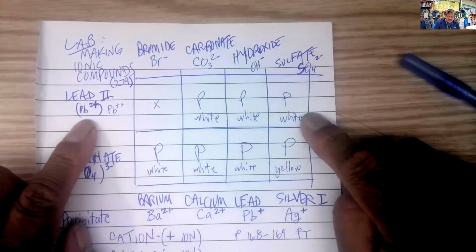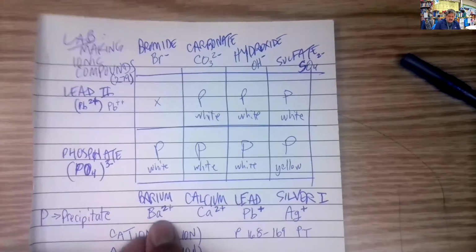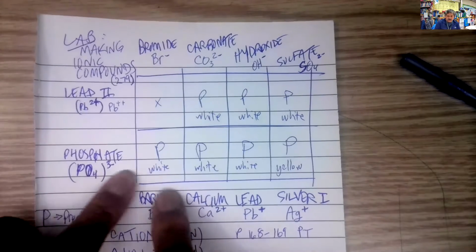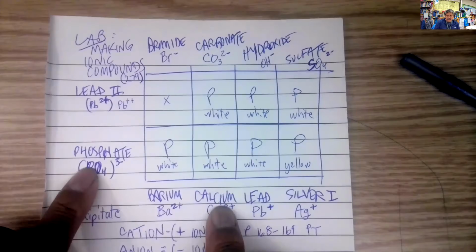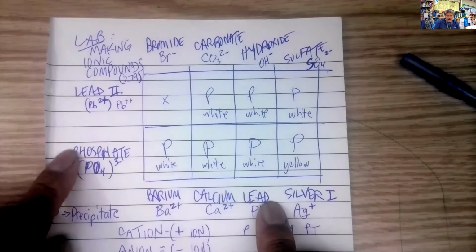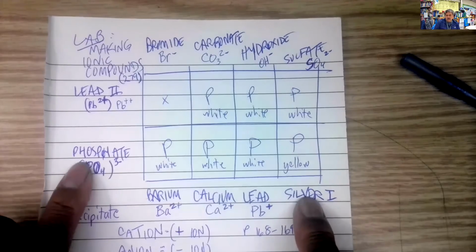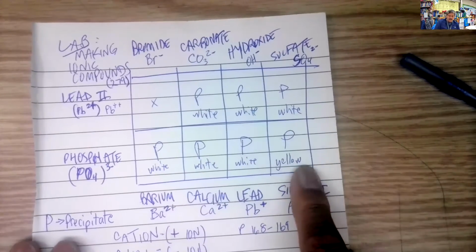This is lead sulfate. And then over here, this is barium, see it's positive. Barium phosphate is what formed. Calcium phosphate was the white powder. Lead phosphate is that stuff right there. The yellow stuff was silver phosphate. So that's how you name it.